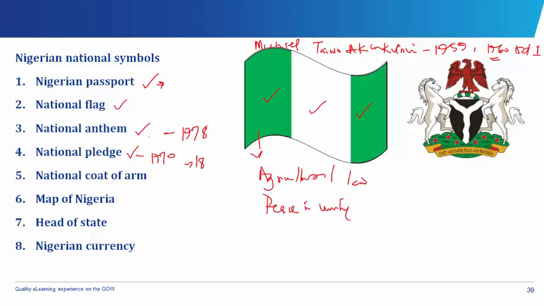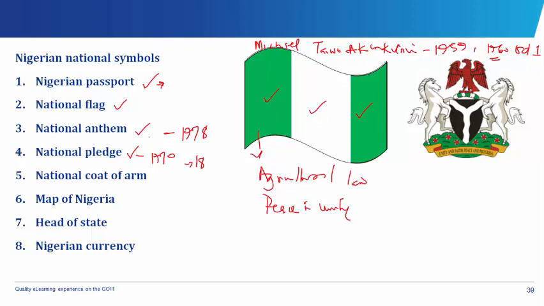Okay, so once we recite our national anthem and pledge, we're supposed to stop whatever we're doing and come to attention and recite, whether it's heard on the radio or in schools during assembly.